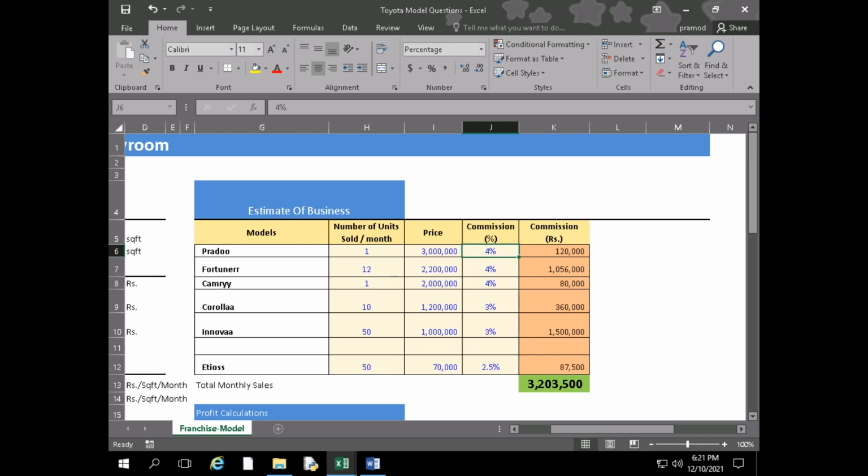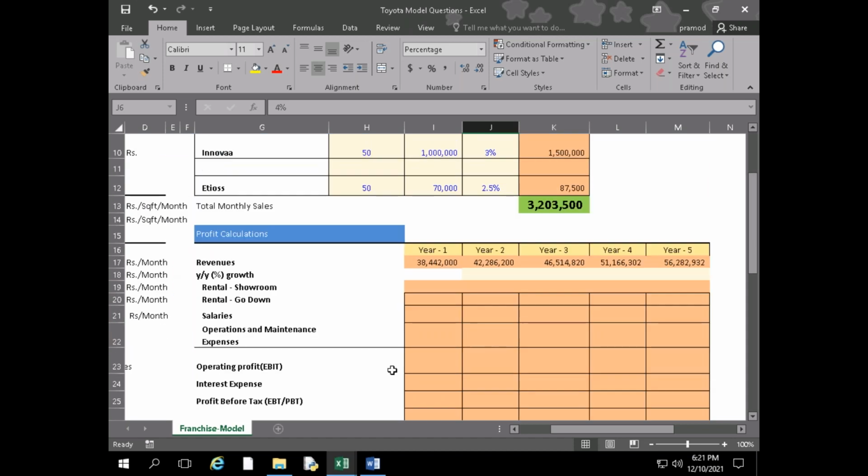So now after the revenues, the next line is again year to year percentage growth. We just have to leave it blank. After revenue, it should be blank. Yeah, blank here.